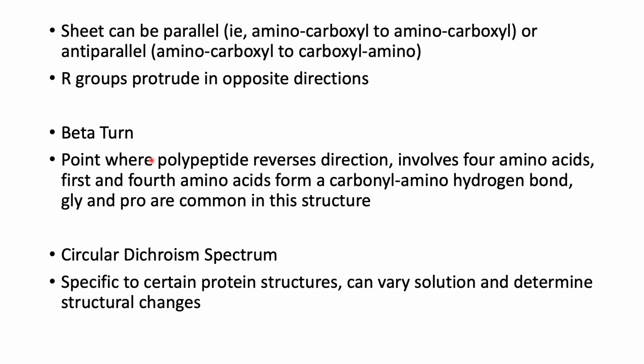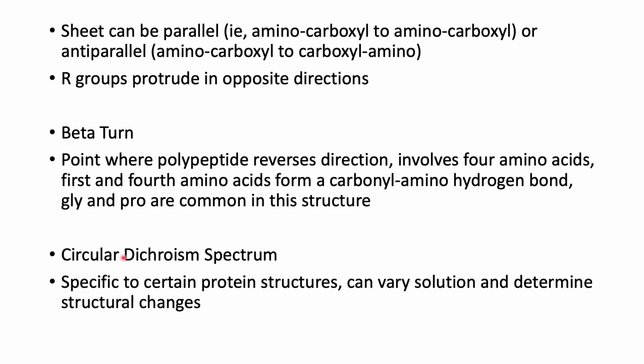The beta turn is where the polypeptide reverses direction. It involves 4 amino acids. The first and fourth form a carbonyl amino acid hydrogen bond, and glycine and proline. So what you get is basically a kink in the structure, a break, and then an abrupt turn.